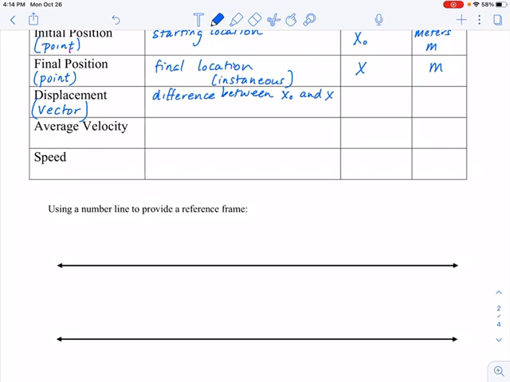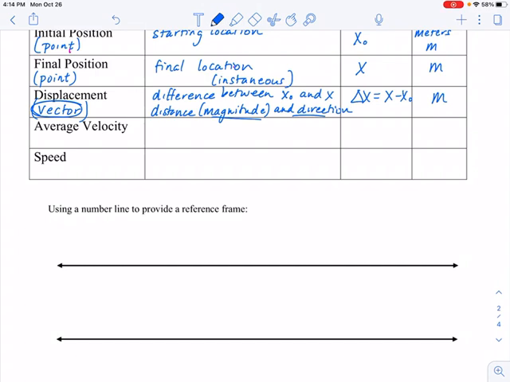So again, we include a distance. Sometimes we'll use a fancy word for distance, which is magnitude. Magnitude just means amount. And we need a direction. That's what a vector is comprised of. It's comprised of a magnitude and a direction. The symbol for displacement will be delta x. And again, delta x will be the final position minus the initial position. And the unit then will still be meters.